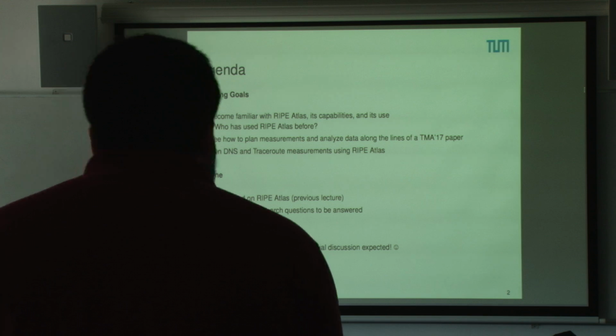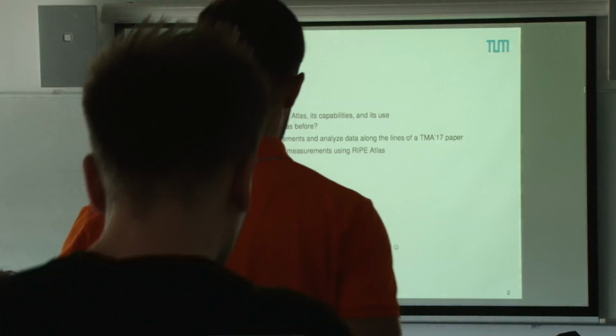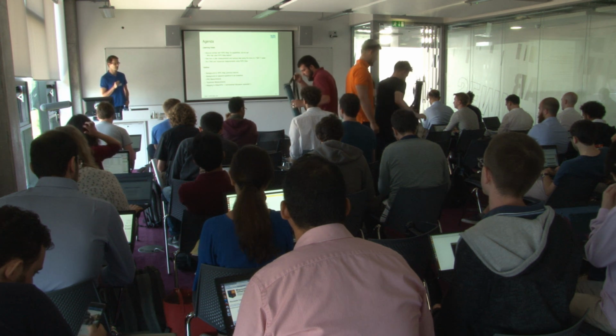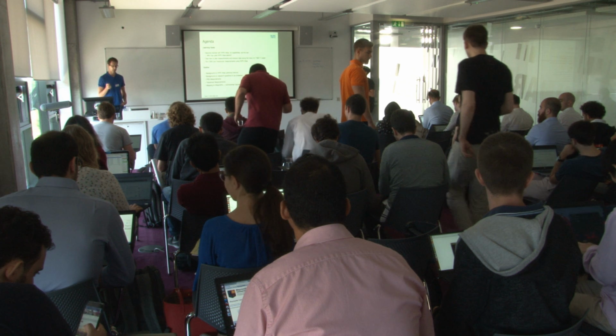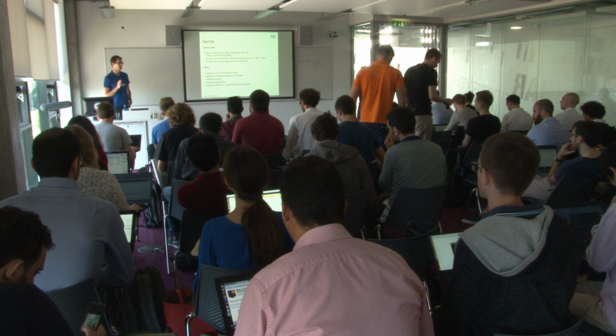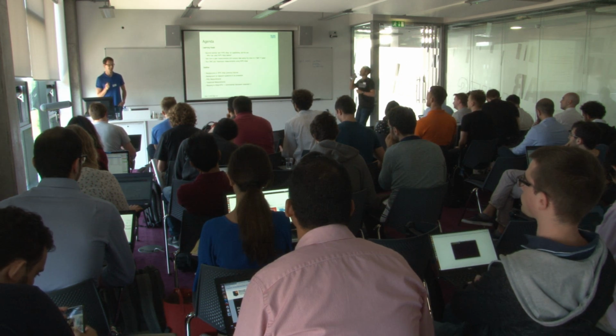How we will structure this lab is basically, Emil already gave a bit of background on RIPE Atlas itself. I'll quickly outline the research questions and the paper that we'll follow along. Then we'll do the DNS measurements and the traceroute measurements. And in the end, we'll do some mapping to autonomous systems and IXPs. And I expect a good discussion on that, as we already had yesterday.